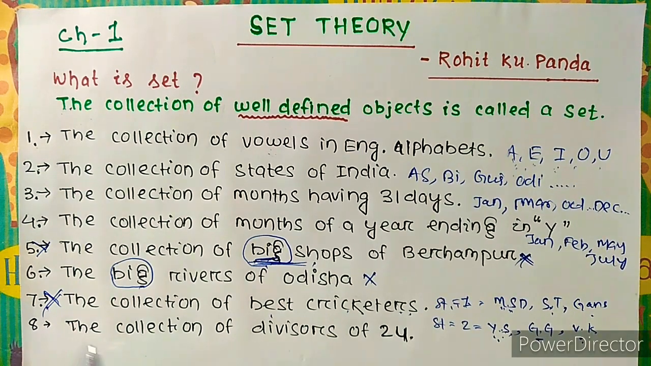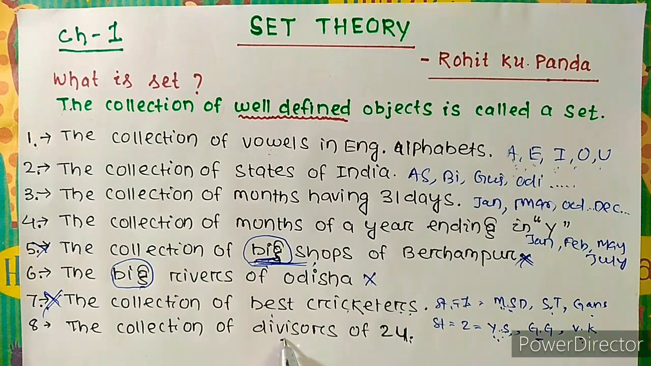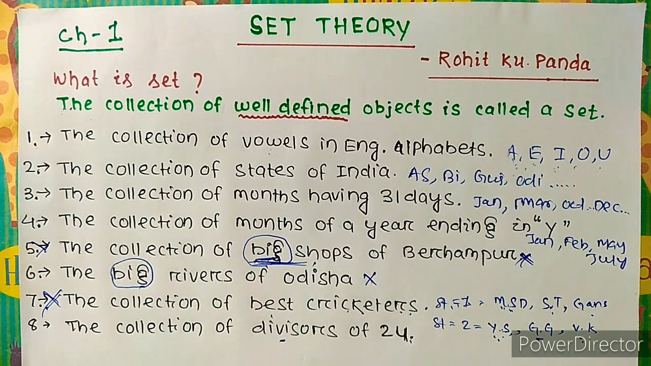And the last one is the collection of the divisors of 24. So first we have to know what a divisor is. A divisor is a number that divides another number without a remainder.